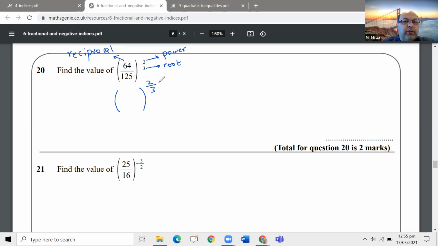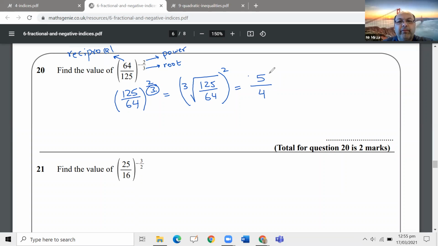So minus 2 over 3, it becomes plus 2 over 3, and 64 over 125 is 125 over 64. So let's find the root first. Cube root of 125 over 64. And whatever we find here, we square it because the power is 2. So the cube root of 125 is 5. And the cube root of 64 is 4. And if you square this, you get 25 over 16. And you can leave it as it is. It's a 2-mark question, 1 mark for the answer and 1 mark for this step, method mark.